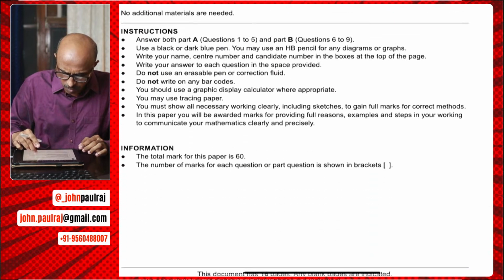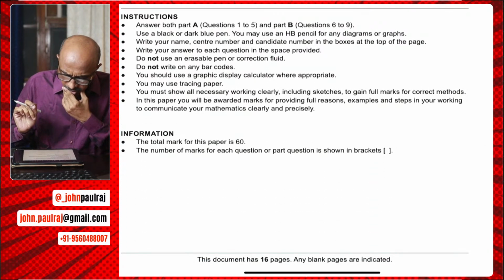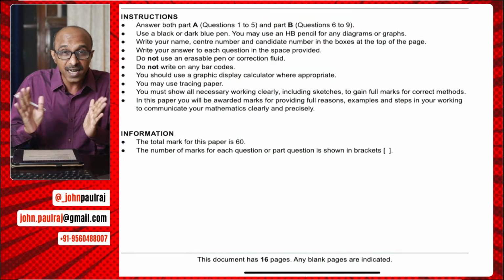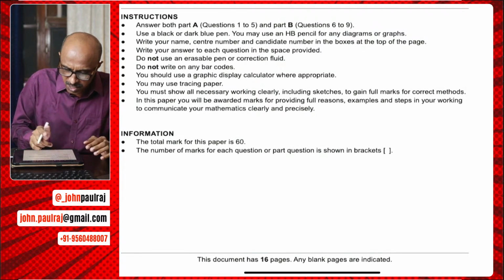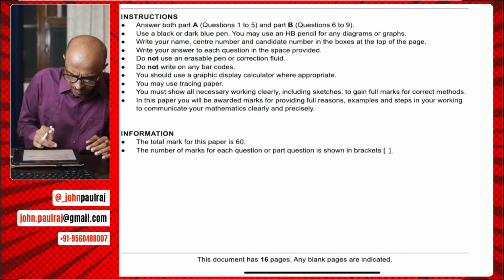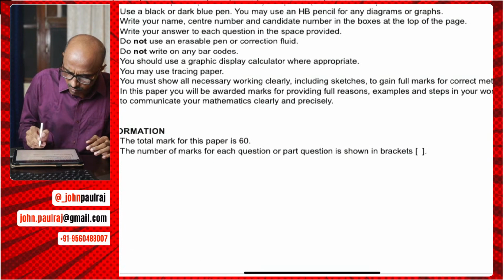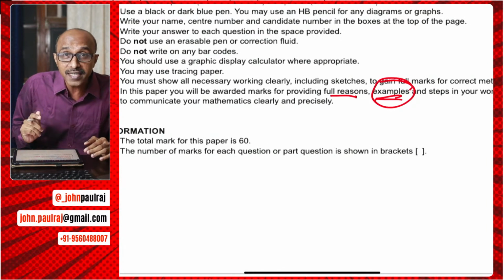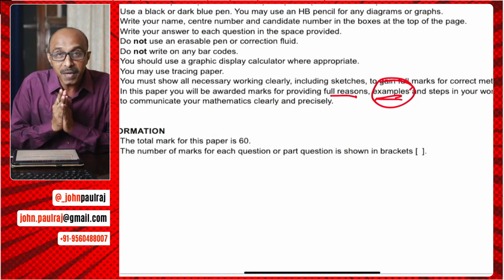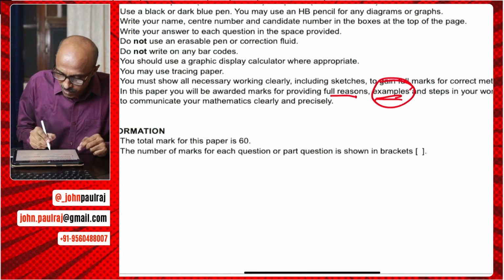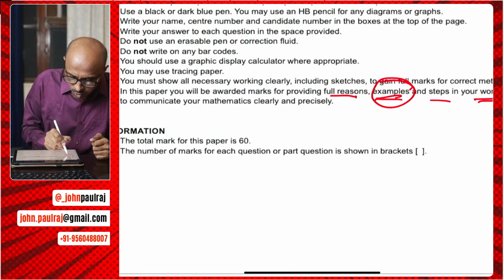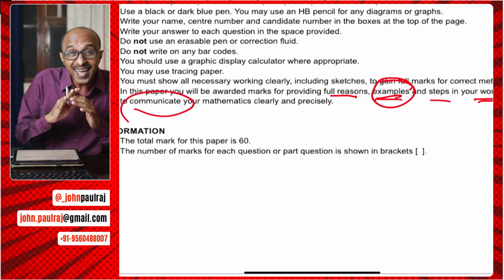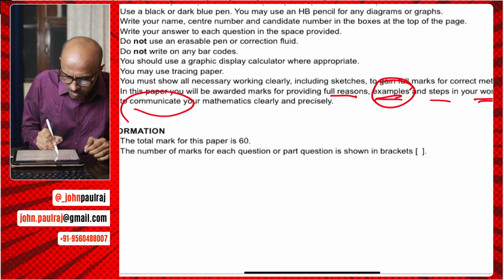The next thing that I want to point out is this paper, more than any other paper. In paper 2 and paper 4 you have to show your working, but in this particular paper, look at this instruction given here: in this paper, you will be awarded marks for providing full reasons, examples. You have to give the examples, it's not the examples in the paper. You have to give examples for providing full reasons, examples, and steps in your working to communicate. So more than anything, I think this paper is a lot about communication.